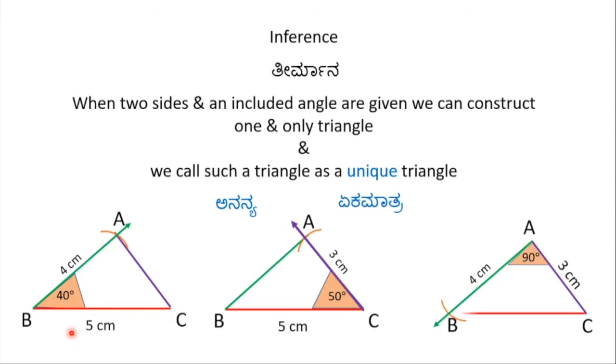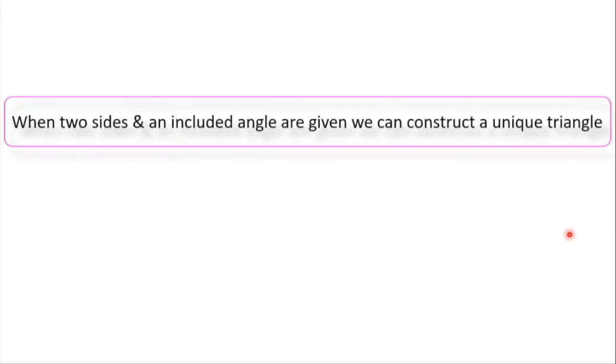Once you join BC, you are going to get a unique triangle. In other words, if any two sides and the included angle are given, here AC and BC with angle C given, or here AC, AB and angle A given, then we are bound to get a unique triangle, one and only one triangle. So final verdict: when two sides and an included angle are given, we can construct a unique triangle.